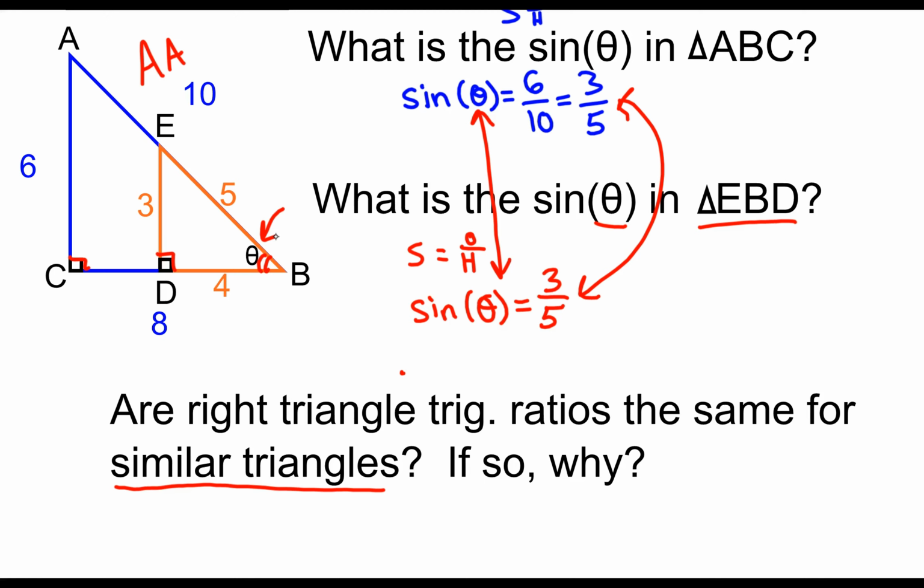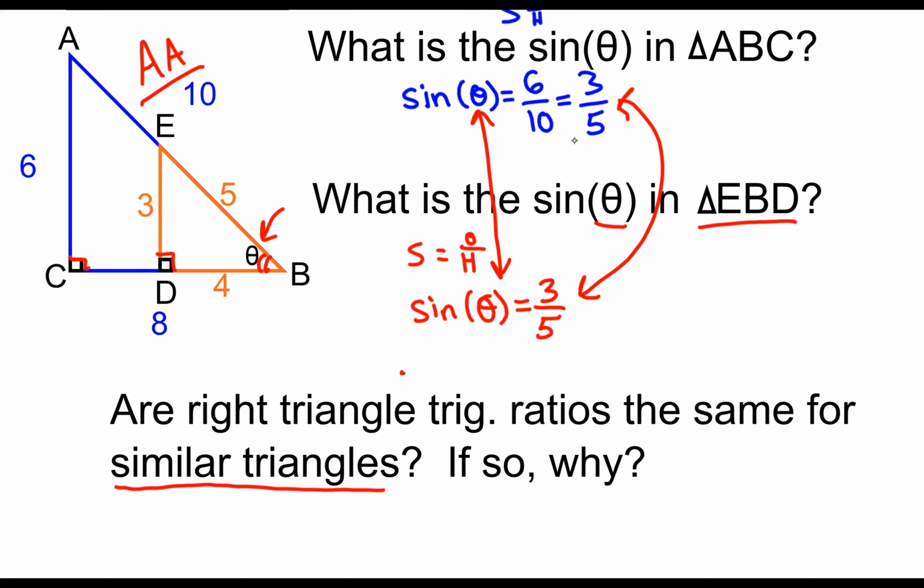So triangle ABC and triangle EBD are both similar triangles. So what we can say is, we've already shown actually, that because these triangles are similar by AA, their trig ratios are going to be the same.